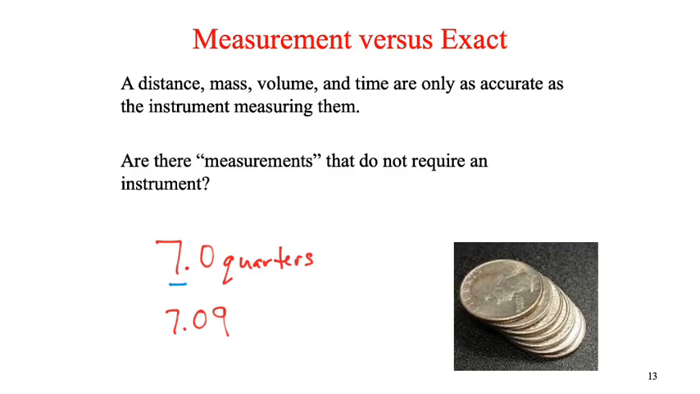7.00. Actually, no. You can do 7.00. So that counts as 2, because they're still significant.